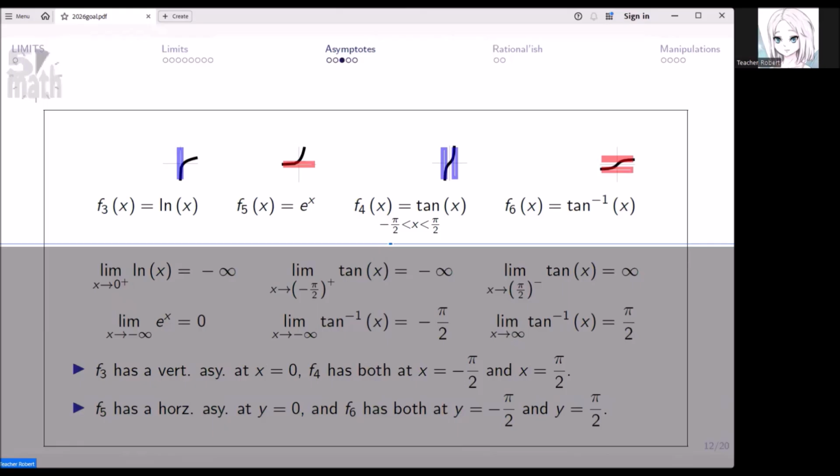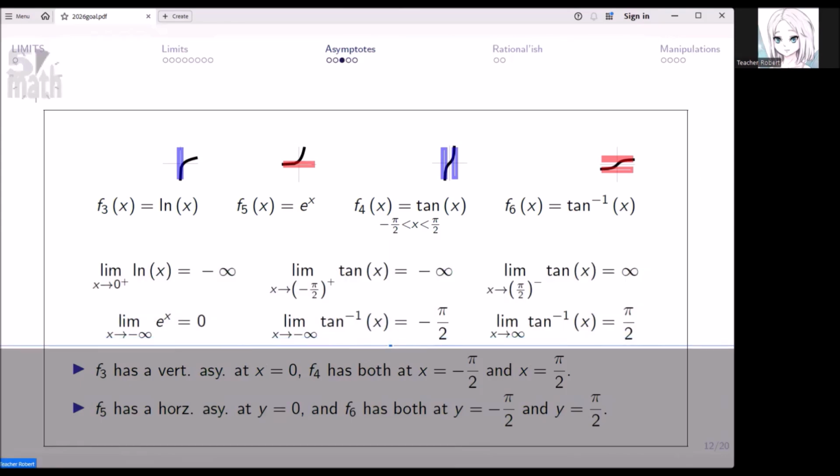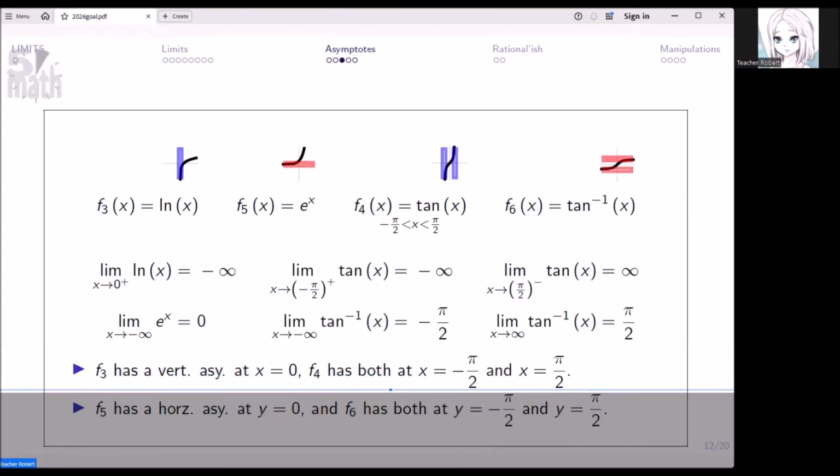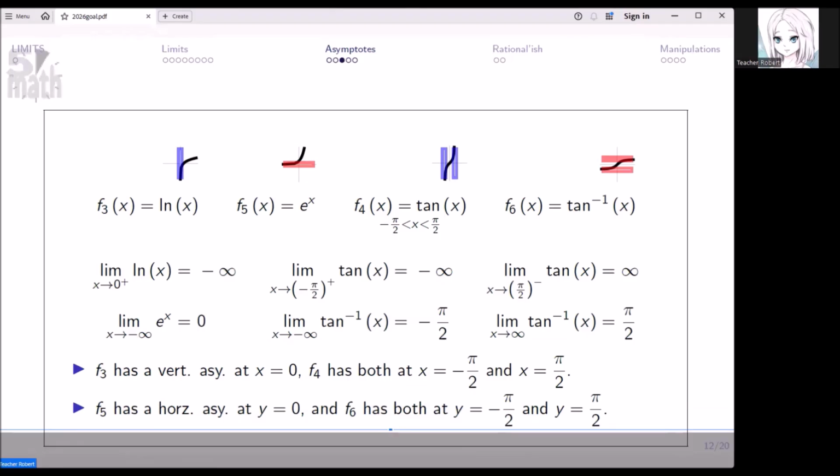Ln x, e to the x, tangent x, arctan x. Various limits. f3 has a vertical asymptote at x equals 0. f4 has both at x equals minus pi over 2 and x equals pi over 2. f5 has a horizontal asymptote at y equals 0, and f6 has both at y equals minus pi over 2 and y equals pi over 2.